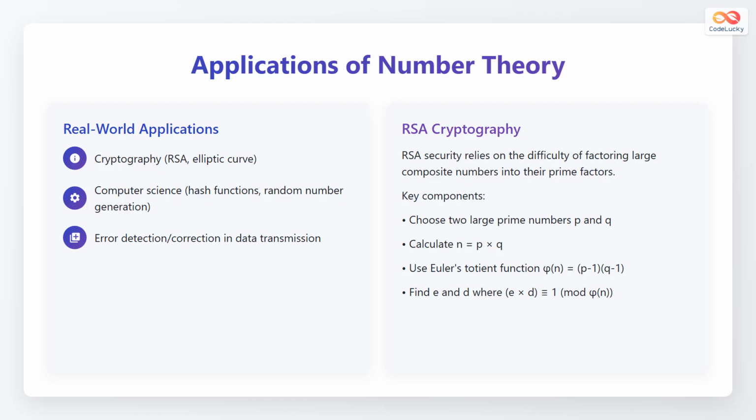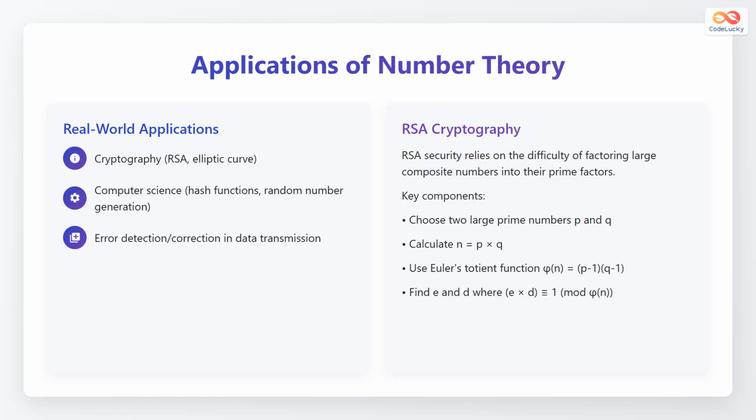Let's take a look at some of the real-world applications of number theory. Number theory has numerous applications in the real world. These include cryptography, such as RSA and elliptic curve cryptography, computer science, including hash functions and random number generation, and error detection and correction in data transmission.